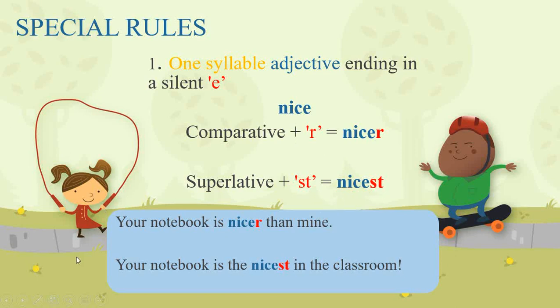We have a couple of examples here of sentences using these forms of the adjectives. The first one, your notebook is nicer than mine. We're comparing your notebook with my notebook. We're comparing two things, your notebook and my notebook. Now for the superlative, your notebook is the nicest in the classroom. We're comparing your notebook with all the notebooks in the classroom.